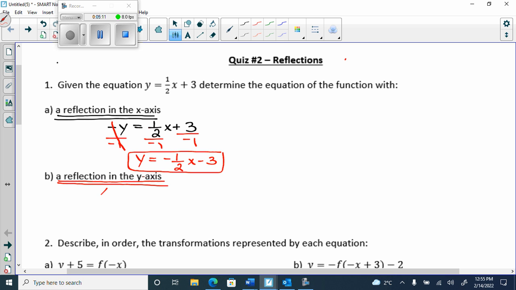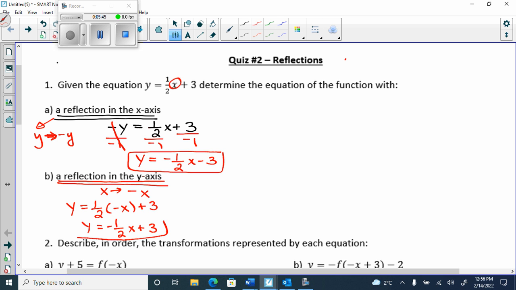Your x value. So your x, instead of being x's, become negative x's, correct? For this one, your y became negative y. Became, not equal to. Okay? This one, your x becomes negative x. So the only thing that's going to change is this x here. I'm going to toss it out, and I'm going to replace it with a negative x. So I'm going to get y equals 1/2 negative x plus 3. So y equals negative 1/2 x plus 3.